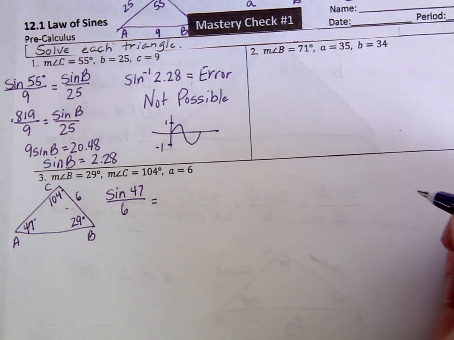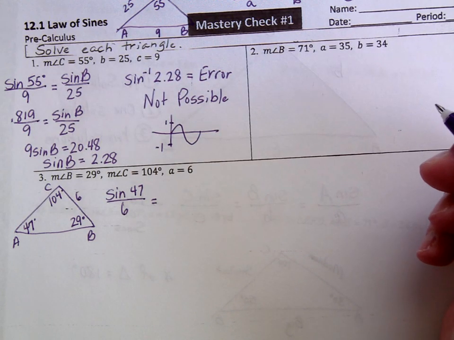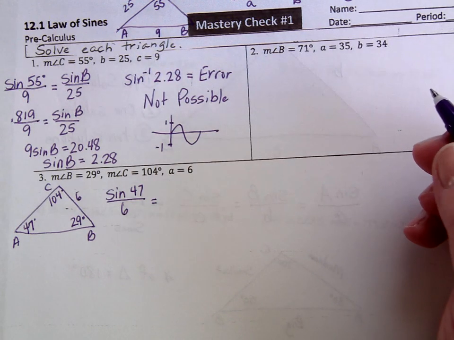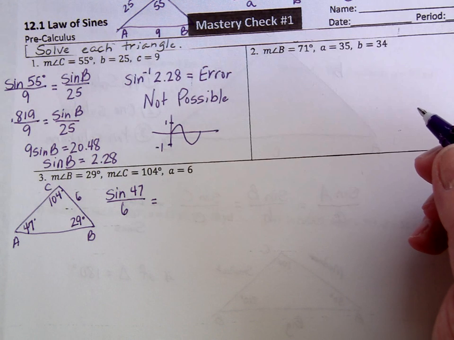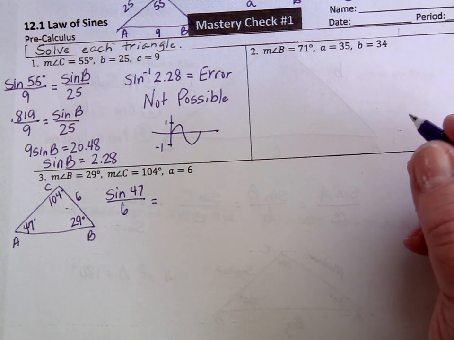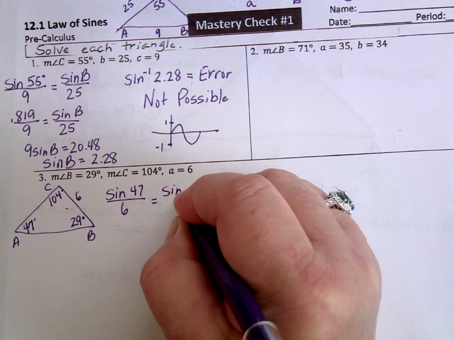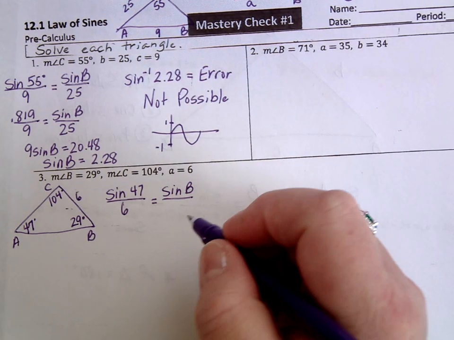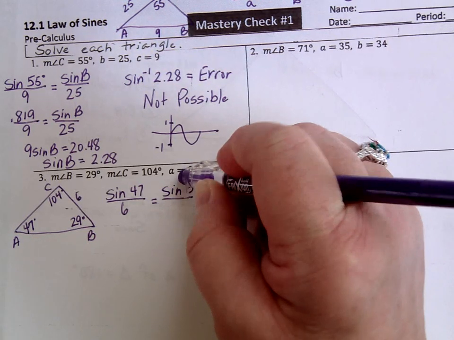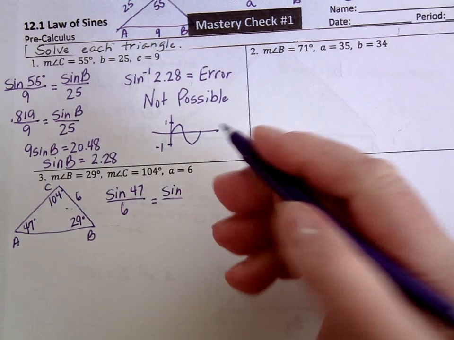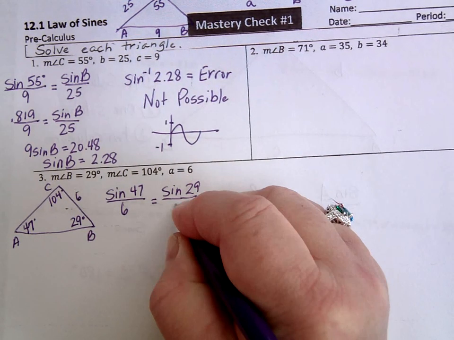Equals. Now I have choices. I can either figure out little b first or little c first, and it does not matter which one you pick, but I'm going to go with b just because that's the alphabetical order. So I'm going to take the sine of b, which is 29. I can put that in there. Sine of 29, I know my angle. And I'm looking for little b, this guy here.